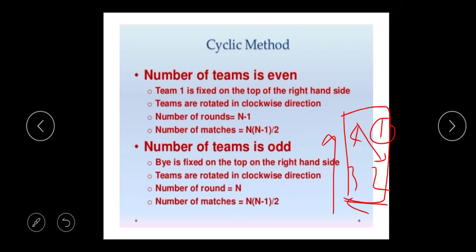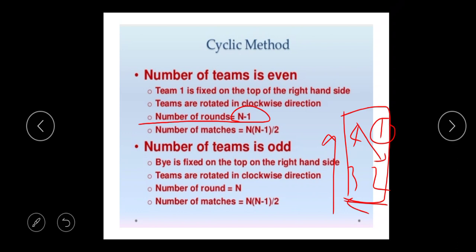Then for the number of rounds, when the teams are even, use the formula n minus 1. With the number of teams 4, 4 minus 1 gives the result 3. So how many rounds are there? 3 rounds when 4 teams are there. Clear beta? For the number of matches, the formula is n(n minus 1) upon 2. N represents the total number of teams.